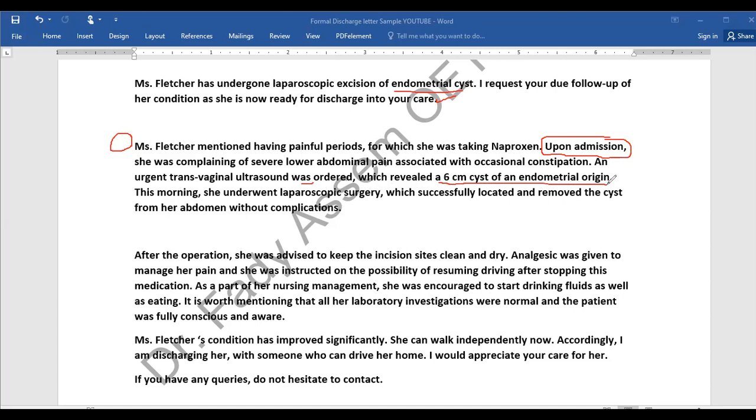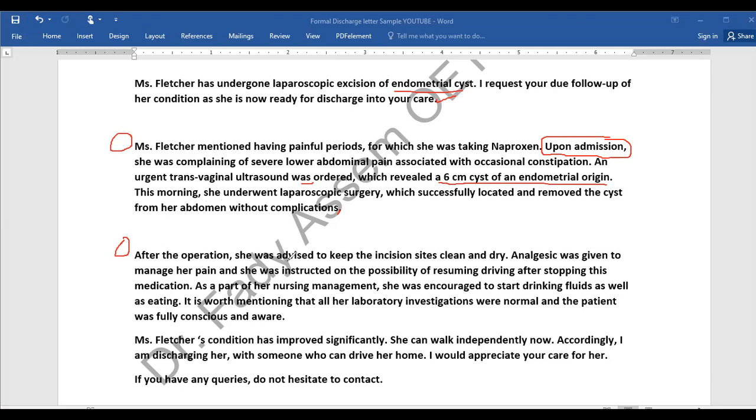Then we will talk about what kind of management I have done for this patient. This morning, she underwent laparoscopic surgery, which successfully removed the cyst from her abdomen without complications. So I'm precisely saying that this operation went uneventful. In the second or third paragraph, or body 2, I'm going to explain the follow-up of this patient, or her post-operative care.